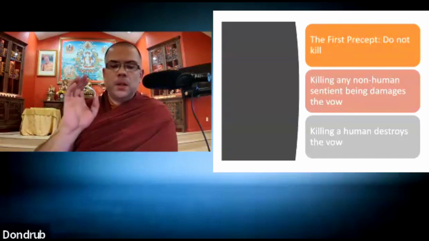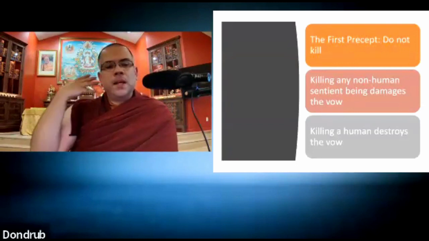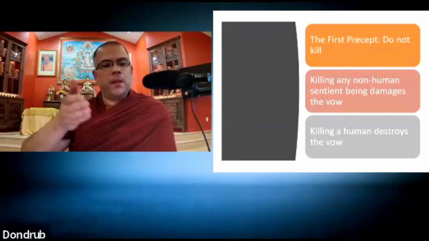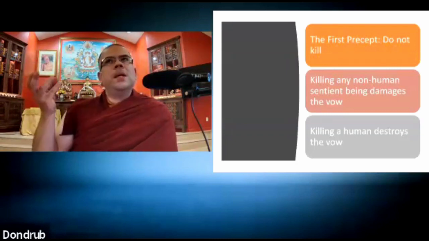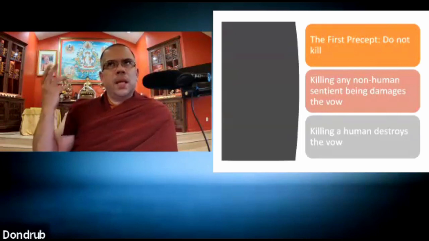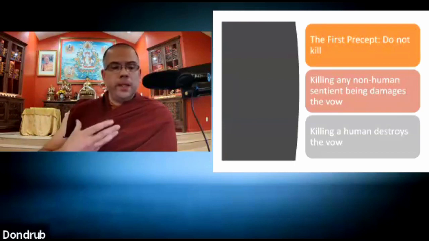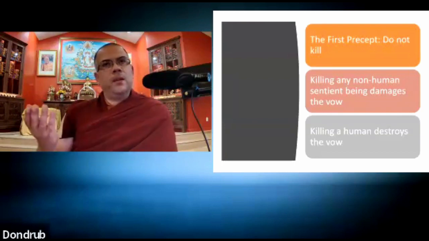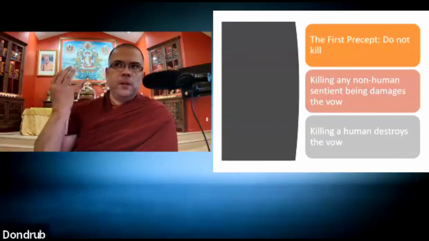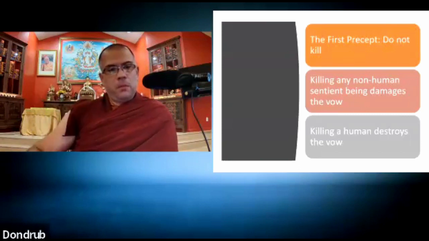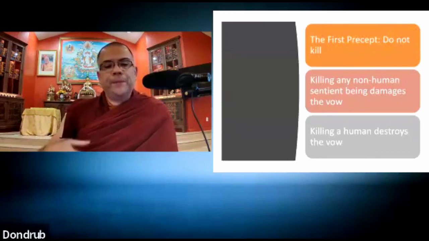Because it's a training precept, there are things that damage the vow, and there are things that destroy the vow. And when we say destroy, we mean we can't really say that we are taking it seriously enough to say that we're holding that vow. And then the idea is you have to take it again. You've disregarded the training to the point where you have to take it again. You're just not taking it seriously.